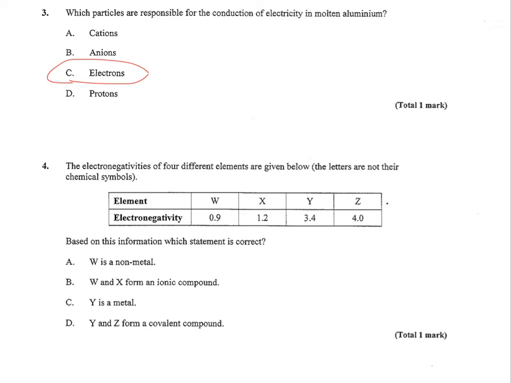W is a nonmetal. No, we have no information to support that. W and X form an ionic bond. They only have a difference of 0.3, so that falls in the covalent range. Y is a metal. No, that's highly unlikely. In fact, the whole number is unlikely because 3.4 is pretty high. And then D, Y and Z form a covalent bond. They have a difference of 0.6, so yes, D would be true.